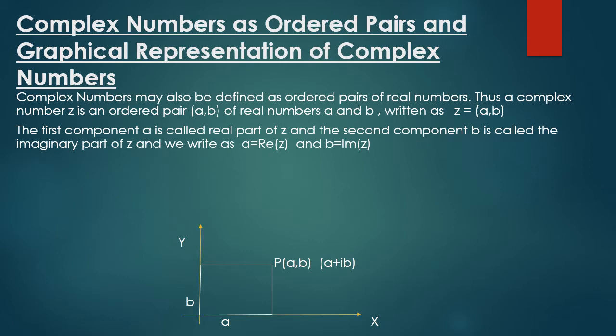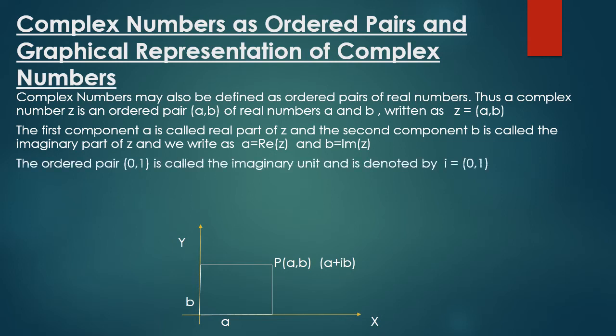The first component in this ordered pair, a, is called the real part of the complex number z, and the second component b is called the imaginary part of this complex number z. So we can write a is equal to Re of z, that is the real part of z, and b is equal to Im of z, that is imaginary part of z. The ordered pair containing 0, 1 is called the imaginary unit, and it is denoted by iota. So iota is equal to the ordered pair containing 0, 1.